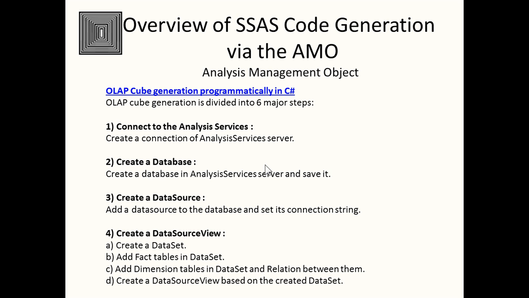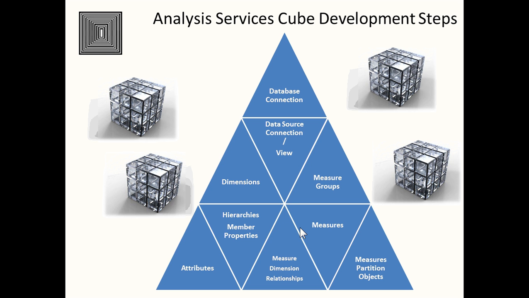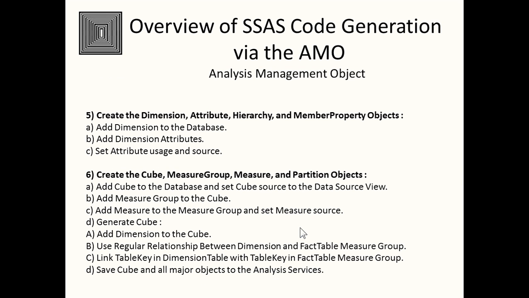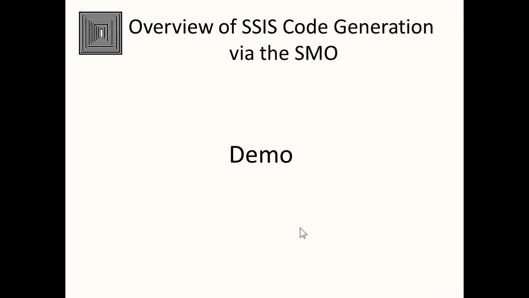To take one more, slightly more detailed walk through the process, and then we'll go to the code. We connect to Analysis Services. Obviously, we're going to create a connection. We're then going to create a database in our example. We're going to create a data source. We're then going to create a data source view pointing to specific fact and dimension tables. We'll then create the dimensions, attributes, and hierarchies, and any member properties that we need. And then lastly, we'll create the measures, the measure groups, and the partition objects.